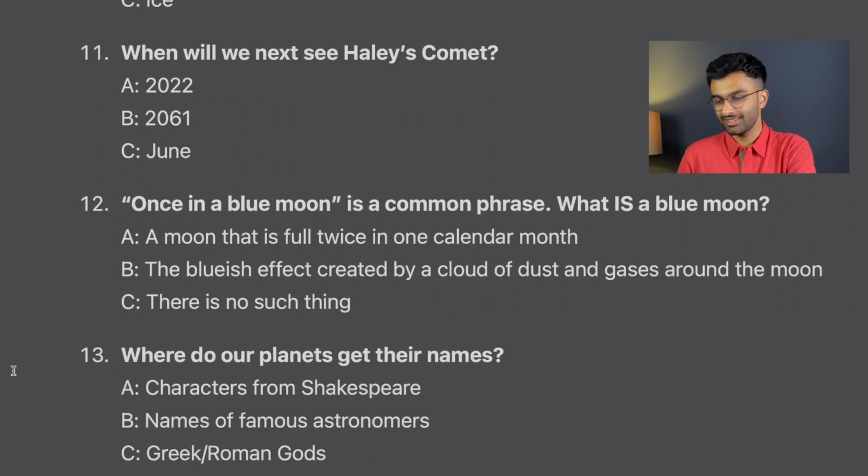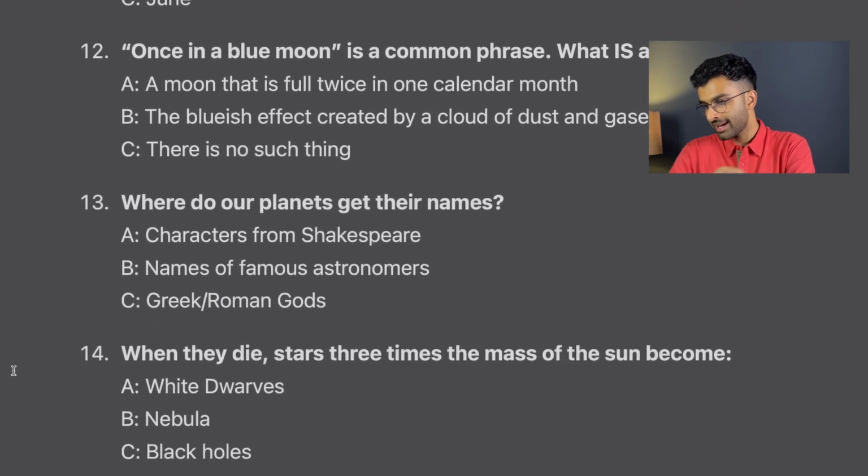And right on to the next one. So when they die, stars 3 times the mass of the sun become what?